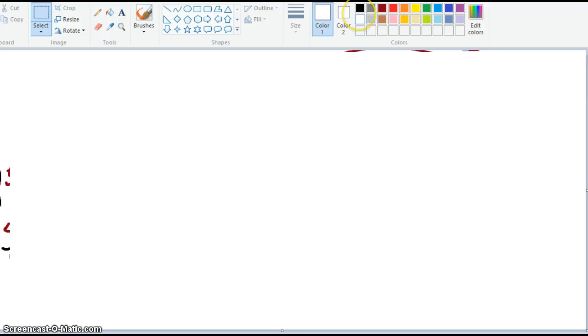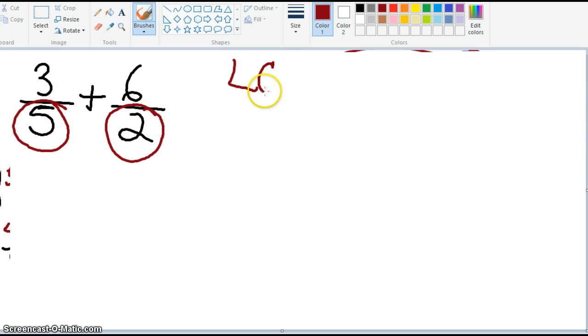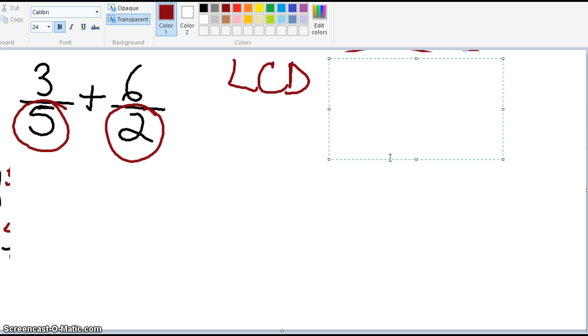Now, if I look at another problem, in this case, I'm going to say 3/5 plus 6/2. Well, again, as we've mentioned before, I look at my denominators. They're not the same, so I have to find the lowest common denominator. And again, the easiest way to do this is to write the multiplication tables of 5 and 2.